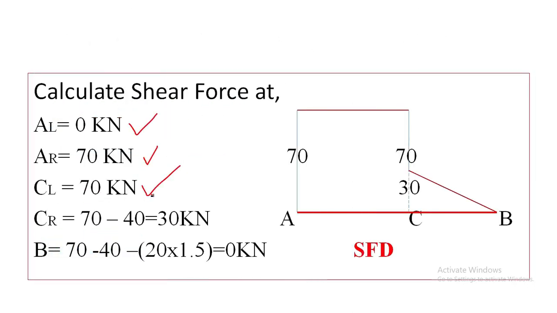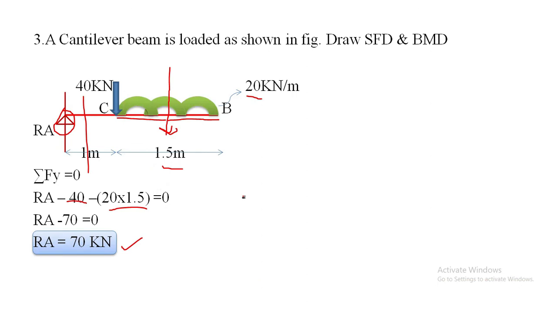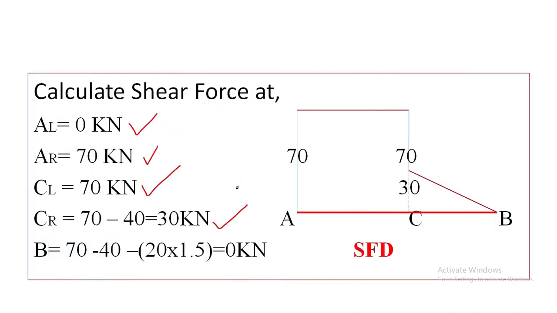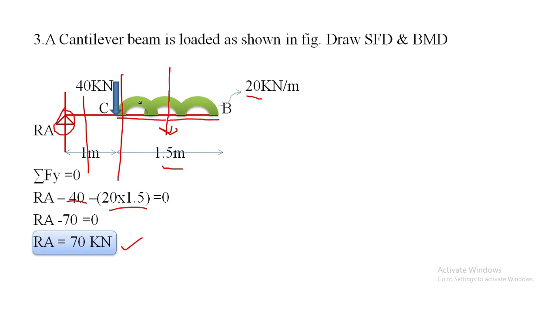Then next, C of right is equal to 70 minus 40 is equal to 30 kilonewton. Means now this section line is drawn right to C. Now look left of the section line, there are only two forces, RA and the 40 kilonewton load. RA is going in upward direction, so consider plus 70, 40 is going in downward direction, so minus 40. So plus 70 minus 40 is 30 kilonewton. And last is B, shear force of B is equal to plus 70 minus 40 minus 20 into 1.5, which is equal to 0 kilonewton. Means now this section line is drawn directly at point B.